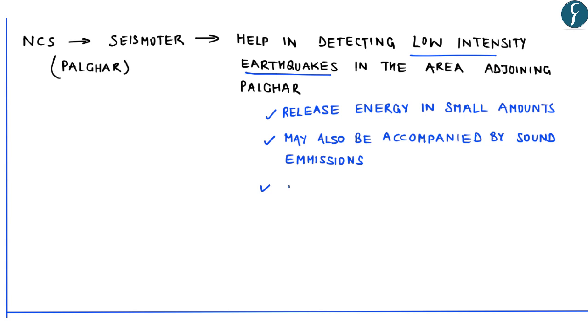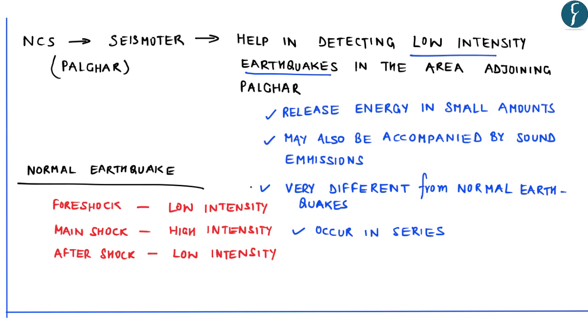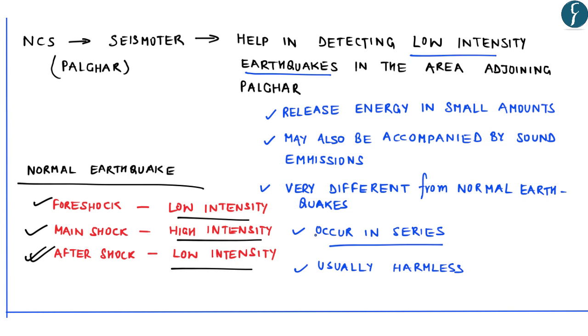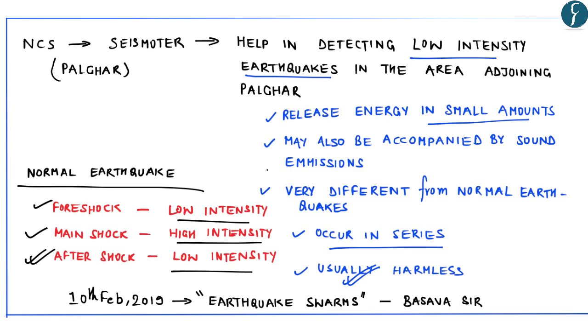Further, these low intensity earthquakes are very different from normal earthquakes, as normal earthquakes occur in the following sequence. First, there is a foreshock having low intensity, followed by the main shock which has high to very high intensity, then again followed by the aftershock having low intensity. Whereas low intensity earthquakes occur in series and there is emission of very low energy. As these low intensity earthquakes release energy in small amounts and occur in series, they are also usually very harmless.